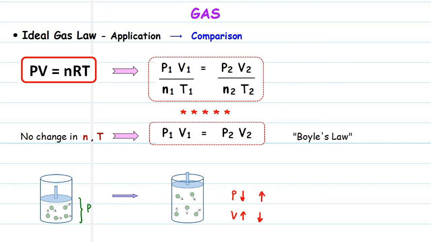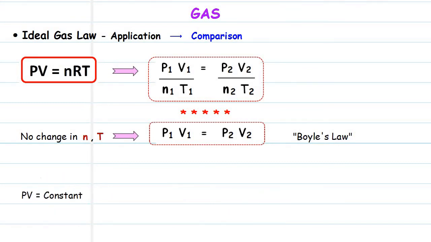So P and V are inversely proportional to each other. And that brings us to another interesting point. From Boyle's law, we know that P times V has to be a constant, and we know that P and V are inversely proportional to each other. So here, when P is large, V is small, and when P is small, V is large.